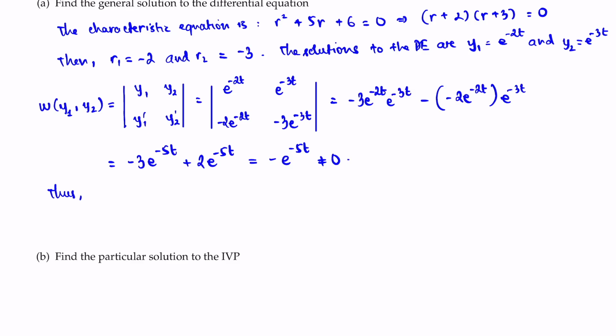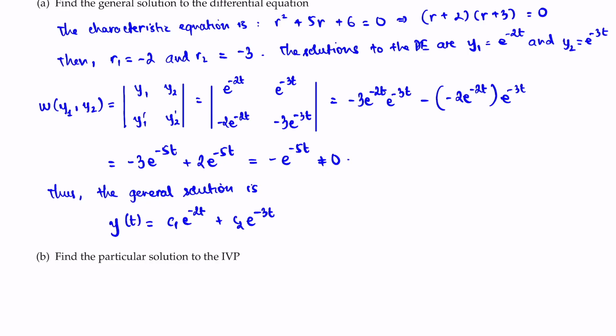Thus, the general solution is y of t is equal to c1 times e to the negative 2t plus c2 e to the negative 3t. And that is the general solution where c1 and c2 are arbitrary constants. And depending on the initial conditions, you will have different values for c1 and c2. Of course, it depends on the problem as well.